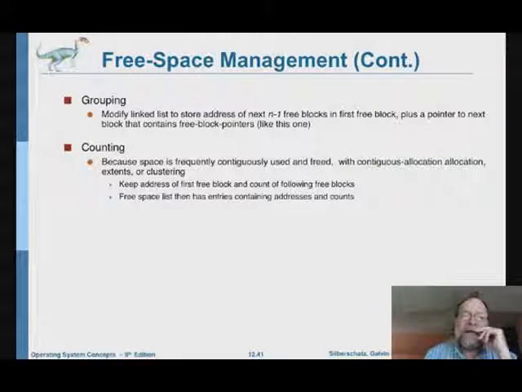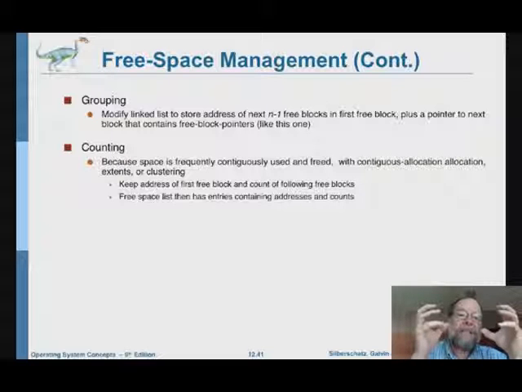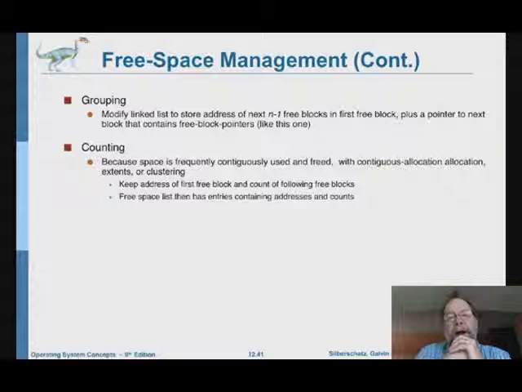Another thing we can do is use grouping and counting to try to minimize the amount of disk space we have to set aside to store the addresses of blocks. Again, this is kind of like the clustering scheme we looked at before, trying to cluster information together, so we need less overhead to store information. One of the things we get with contiguous allocation is that as files come into existence and go away, as we move them around, the disk will tend to fragment more and more.